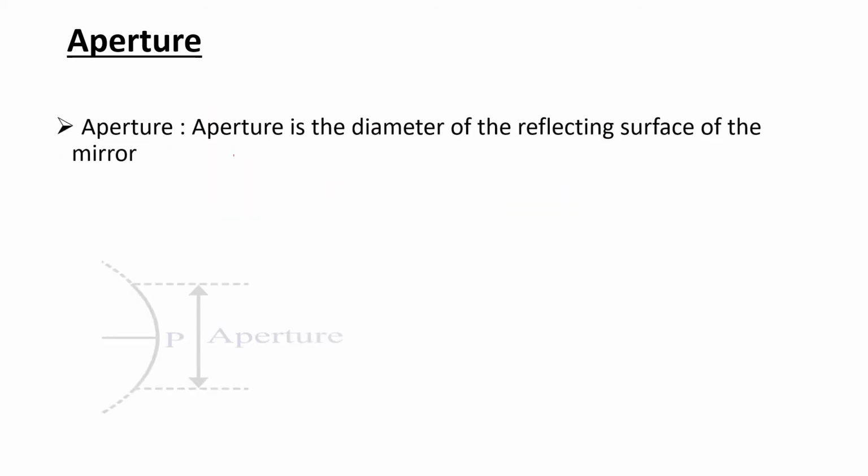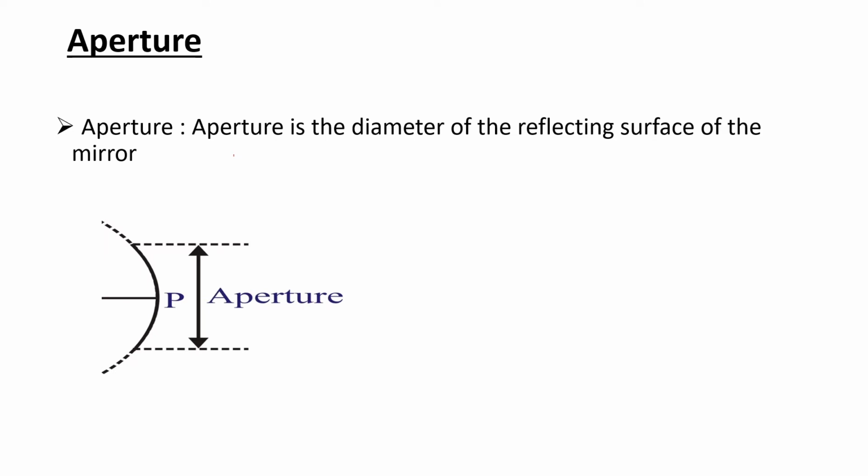Aperture is the diameter of the reflecting surface of the mirror. In this diagram, this is the reflecting surface. This region is the reflecting surface, and that diameter is called aperture.